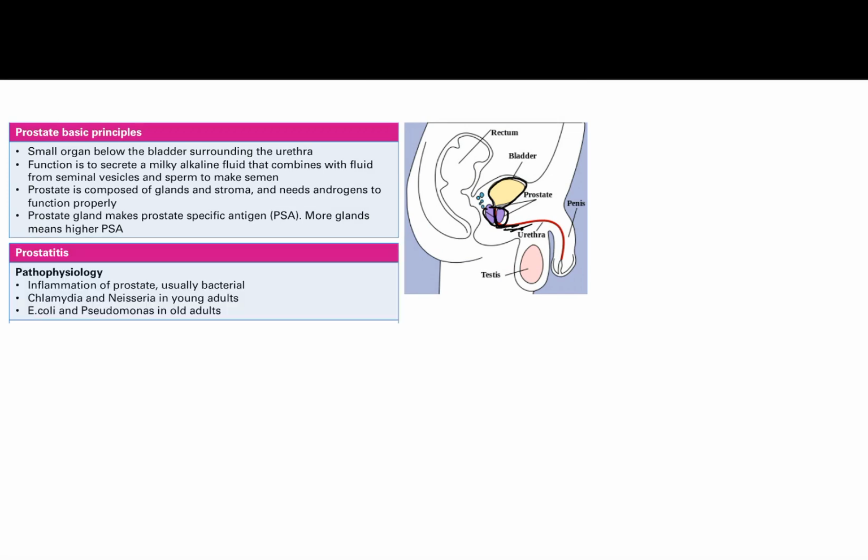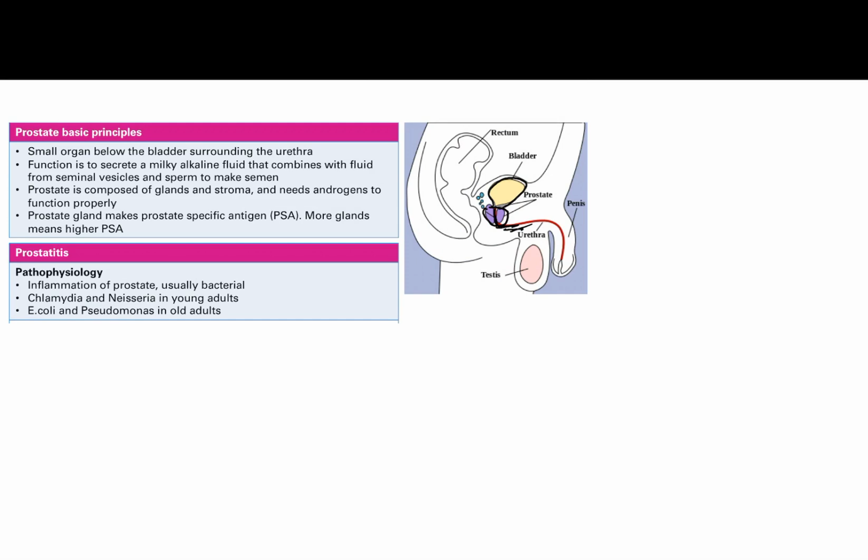So prostatitis, as you can tell, is inflammation of the prostate, and is usually due to bacteria. In younger patients, it's going to be chlamydia and Neisseria that's causing prostatitis. Remember, these are sexually transmitted bacteria, and it's more common in young adults because they're having more sex. And then in older adults, you're going to see E. coli and Pseudomonas.